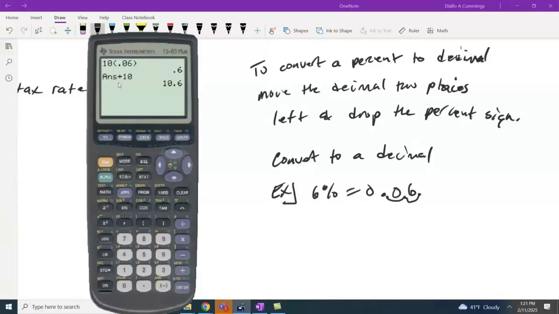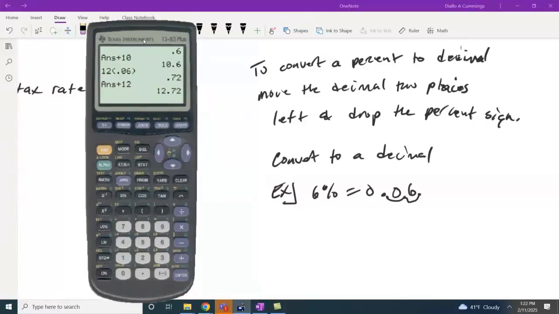Now here's a slick way to do this, instead of doing 2 calculations. Let's say I go in the store and buy something for $12. How much do I pay at the register? Well, I can multiply 12 times 0.06, and then add $12, so I get $12.72.